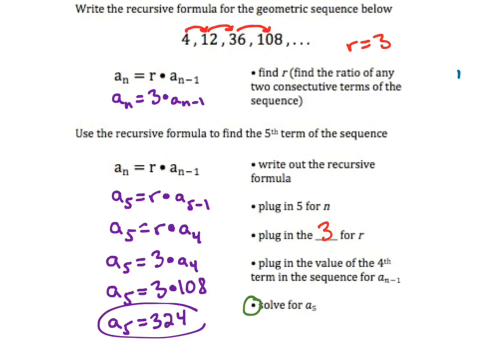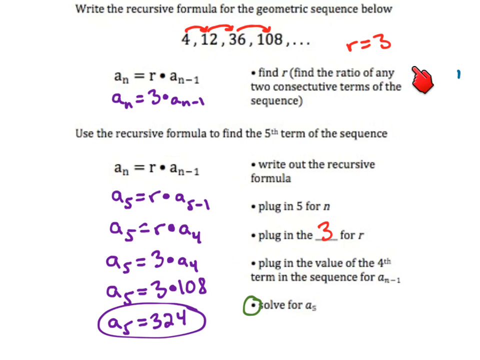A sub 5 equals 324. There we go. The fifth term in the sequence. If we continued it, the very next one will be 324. Okay. But remember, the problem with this is that you've got to know what comes before. That's the problem with recursive. It's always looking back at what came before it.